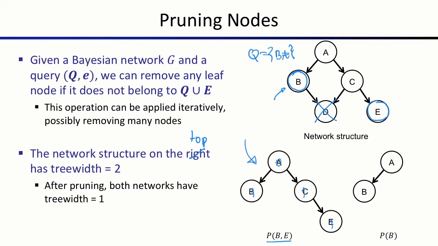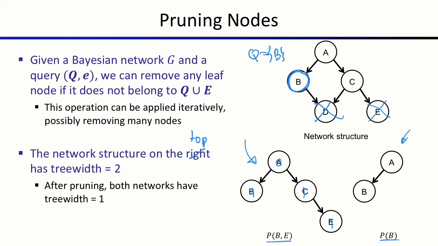Another example is that we are interested in the query that has only the variable B. So the query is just B, and that is going to be the second case here. In this case, this is the only node that belongs to the query. We have 2 nodes that we can prune. So we start by pruning D. Okay. Now we prune E.